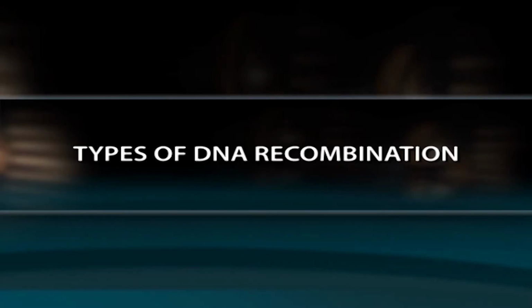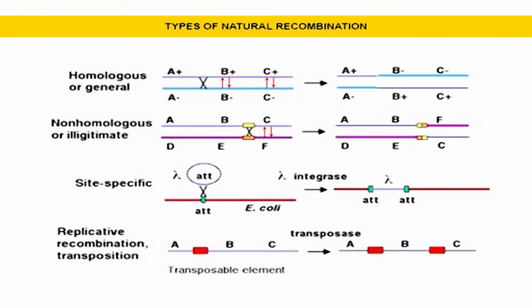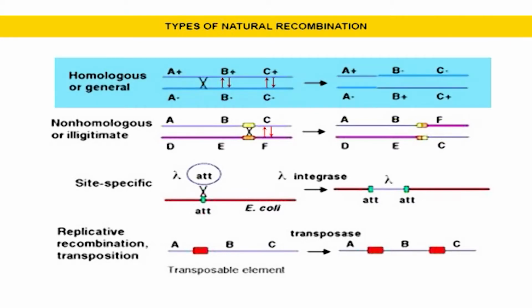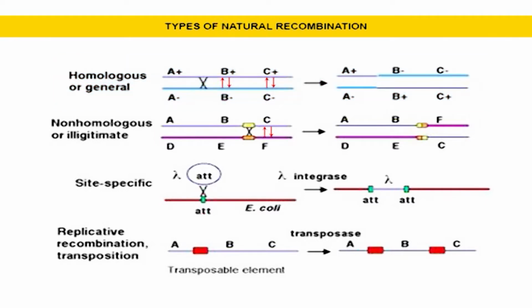Types of DNA recombination. Recombination is the production of new DNA molecules from two parental DNA molecules or different segments of the same DNA molecule. Four types of naturally occurring recombination have been identified in living organisms. Here in this figure, you can see the four different types of natural recombination. Let us now study each one of them.